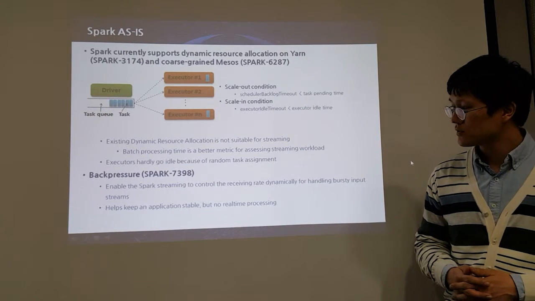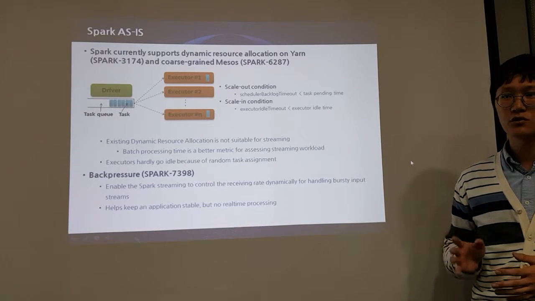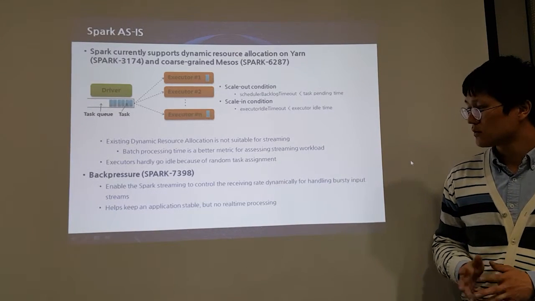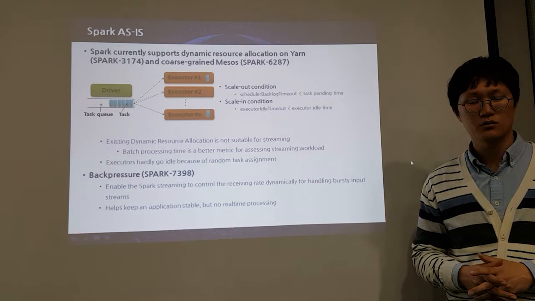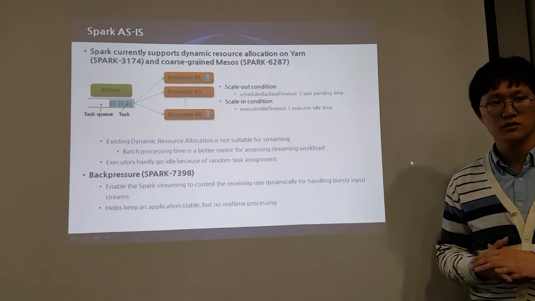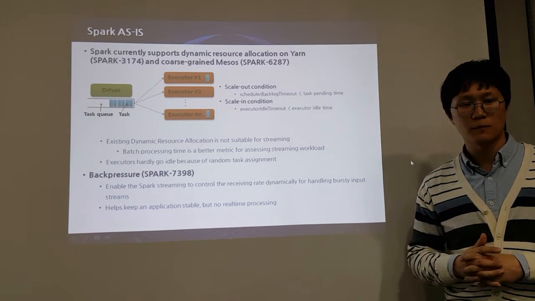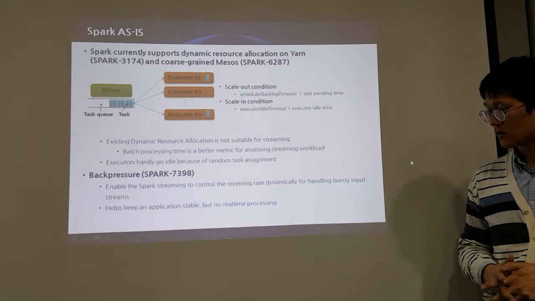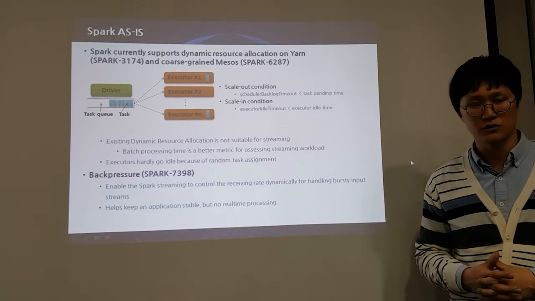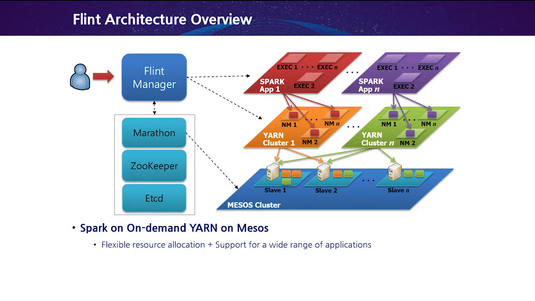And back pressure is about reducing the event rate by signaling back to the event source. But we'd like to have a solution which makes the application process events in real time. Back pressure is not a solution for that, so we made our own solution, which is called Flint. This is the architecture of Flint.